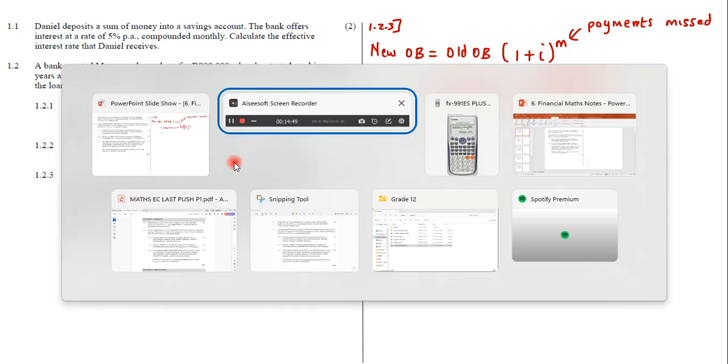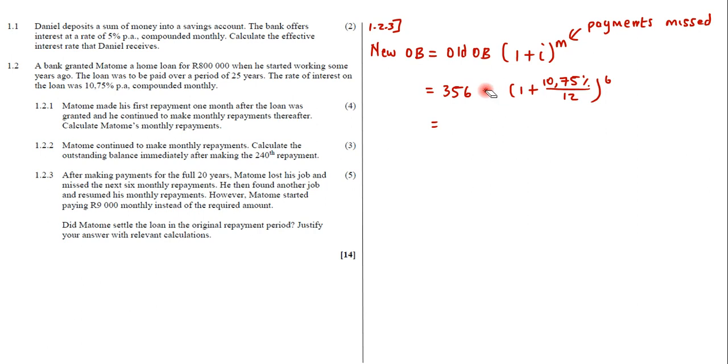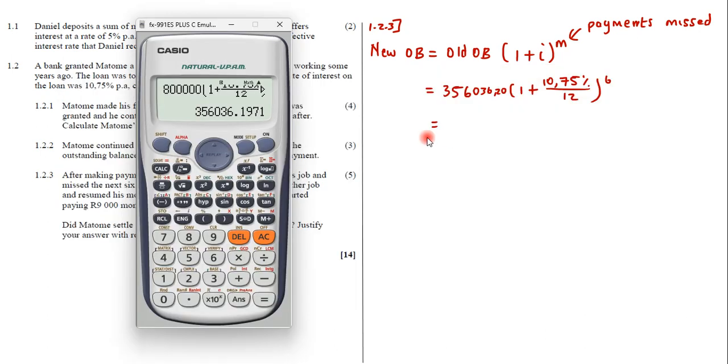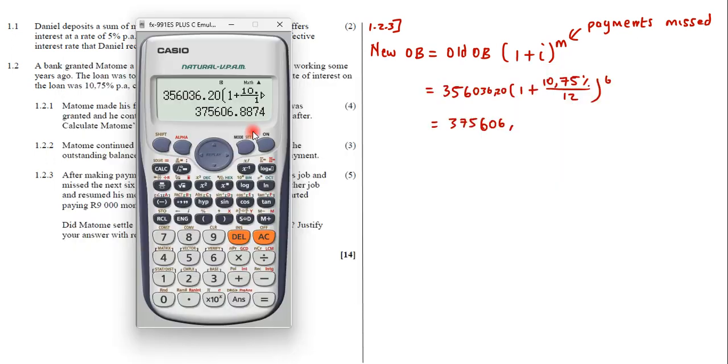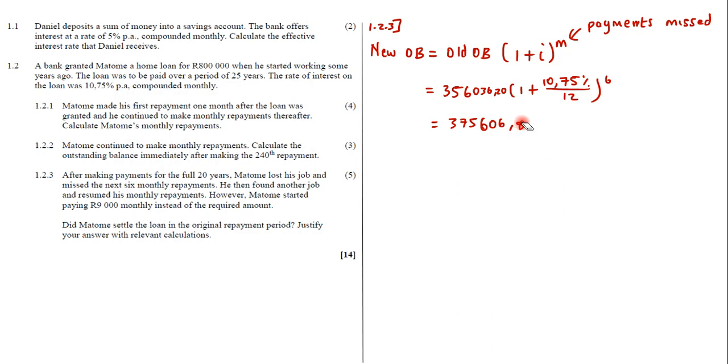And then this will mean, let me see here, this is 356,036.20, so the new outstanding balance will be 356,036.20 into 1 plus 10.75% over 12, to the power of 6. So it will become 375,606.89. So this will be my new outstanding balance, right?